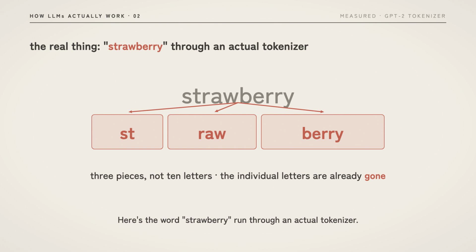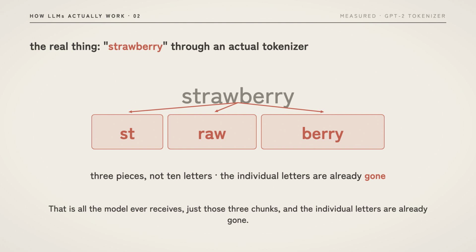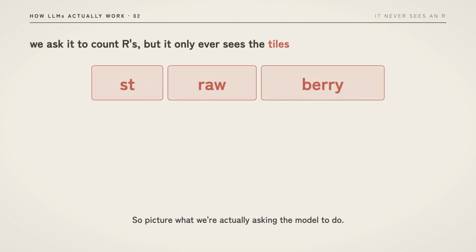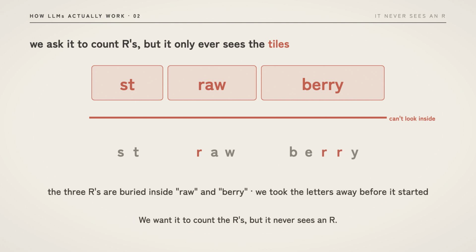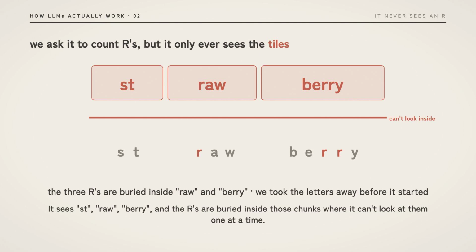Here is the word strawberry run through an actual tokenizer. It does not come out as 10 letters. It comes out as 3 pieces, "str", "aw" and "berry". That is all the model ever receives, just those 3 chunks, and the individual letters are already gone. So picture what we are actually asking the model to do. We want it to count the R's, but it never sees an R. It sees those chunks, and the R's are buried inside them where it can't look at them one at a time.